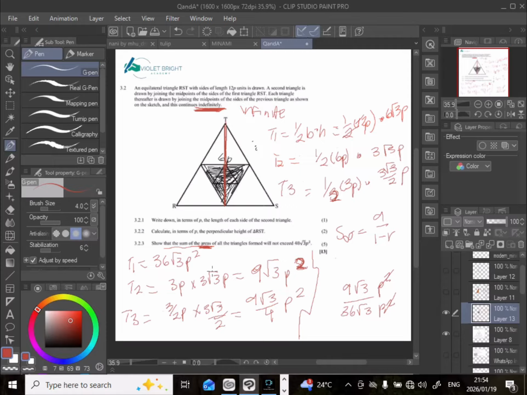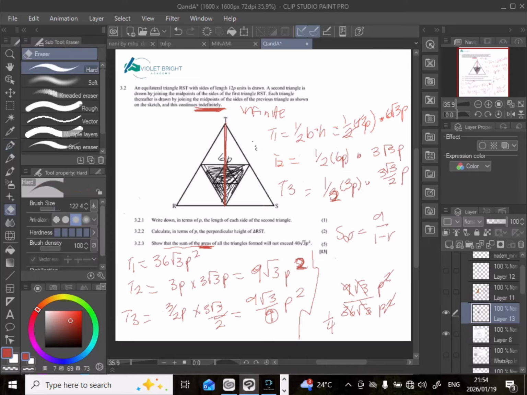Like I said earlier on, because of this here, we know that it's divided by 4. So our r is 1 over 4. Our r, 1 over 4. So now it's easy for us to solve this thing, because we know that our r is 1 over 4.